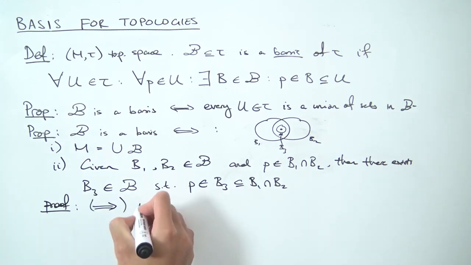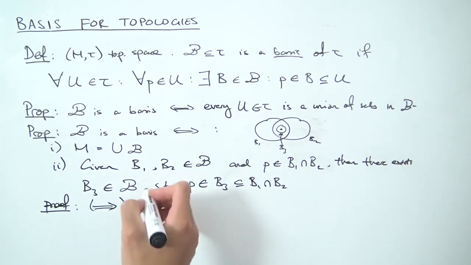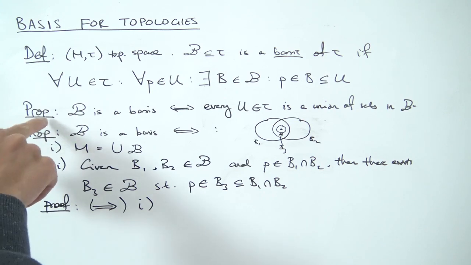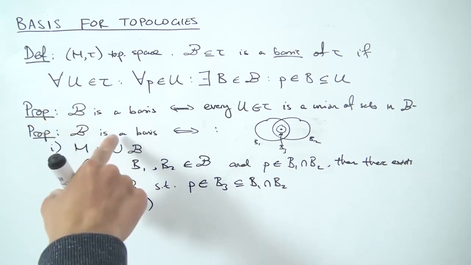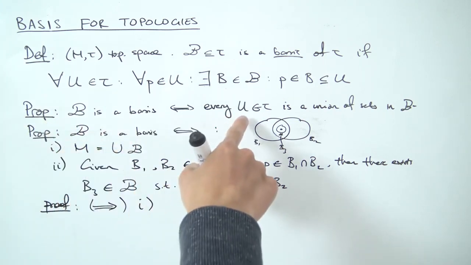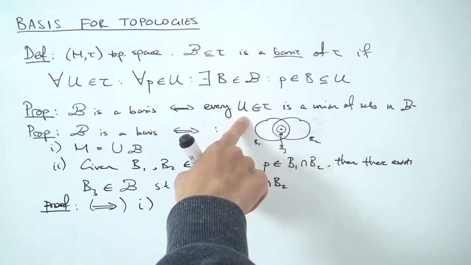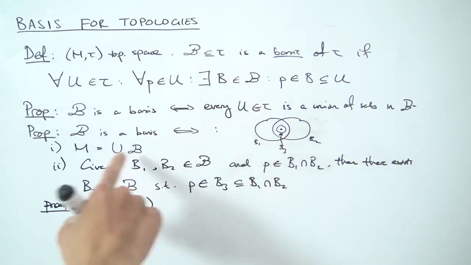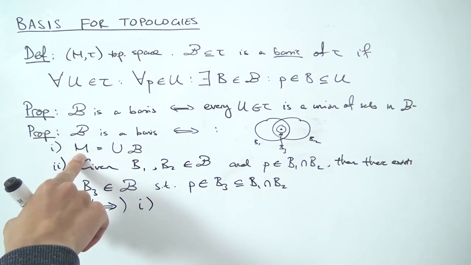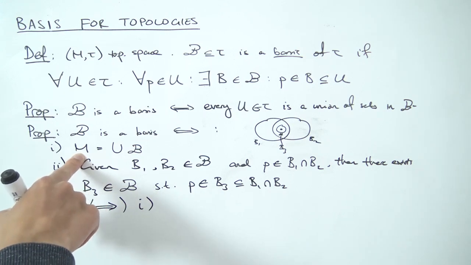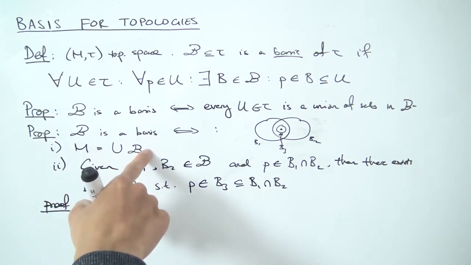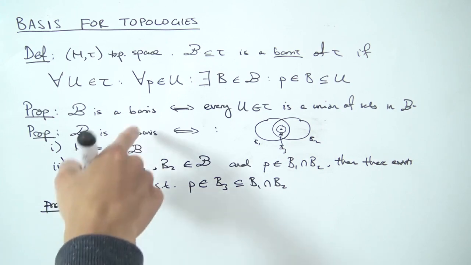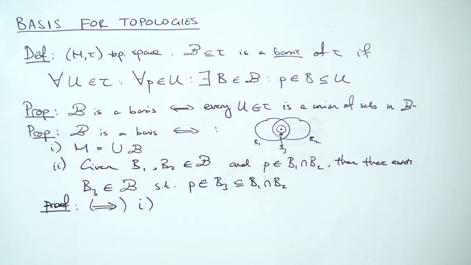The first condition is extremely obvious, because by this first proposition here, we assume that B is a basis, which means every open set is a union of sets in B, but the whole entire set M is also an open set. So we must be able to write M as the union of specific basis elements, and if we union all of them together, then it still reproduces M.